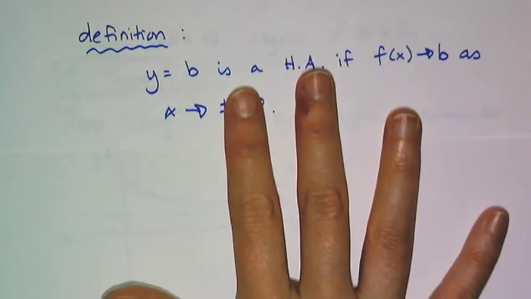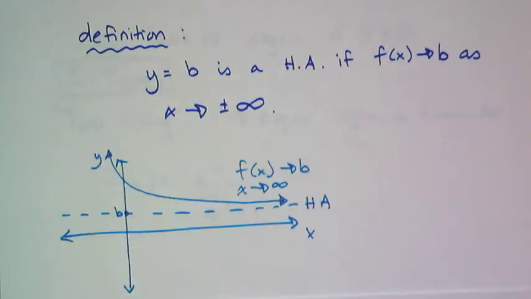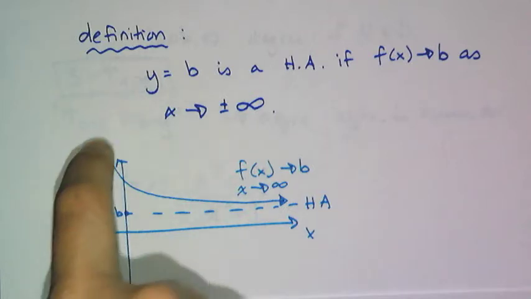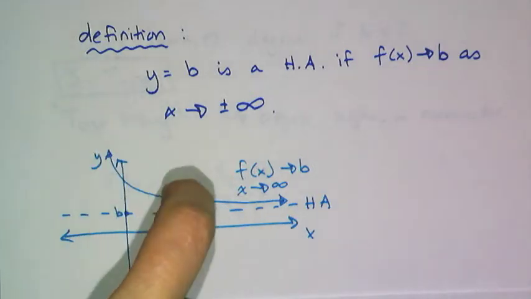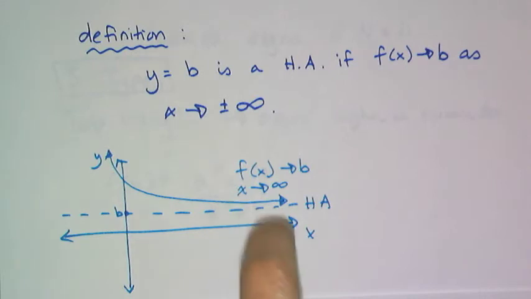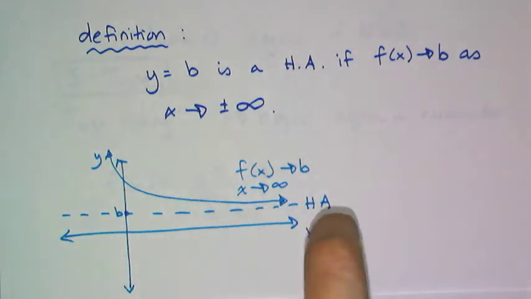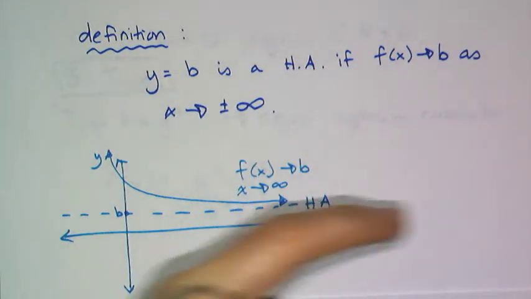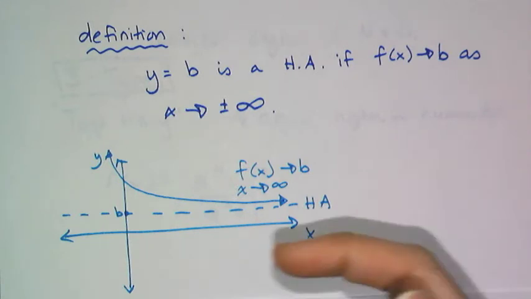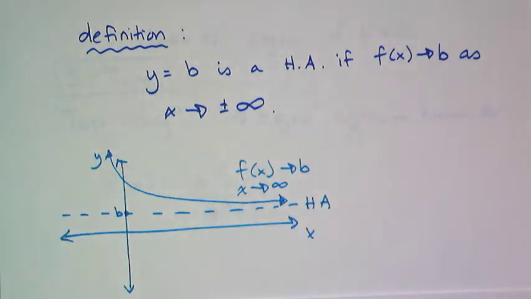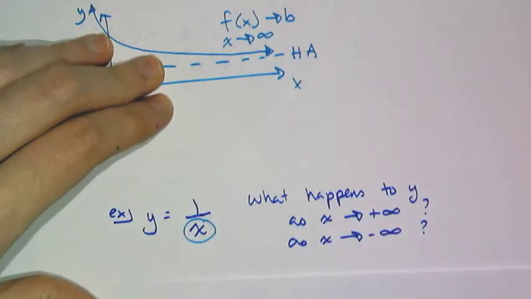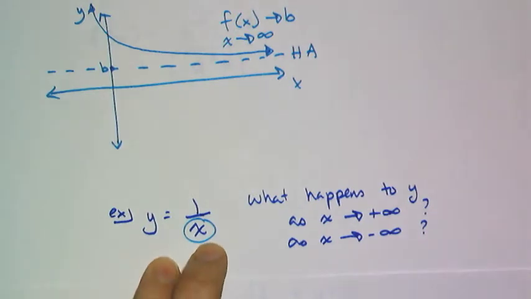So graphically, what this definition says is that I have some function f of x whose y value is approaching some horizontal line as the x value either approaches positive infinity in this case, or in some other cases, it could be negative infinity. And let's look at the most basic example of a rational function with a horizontal asymptote, and that is y equals 1 over x.